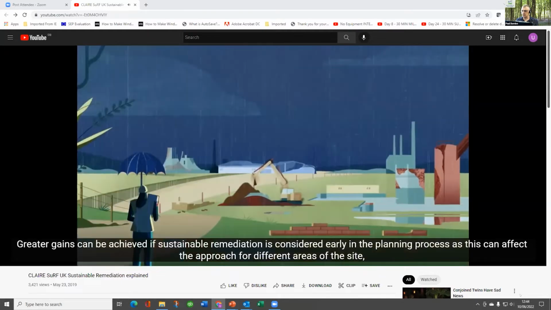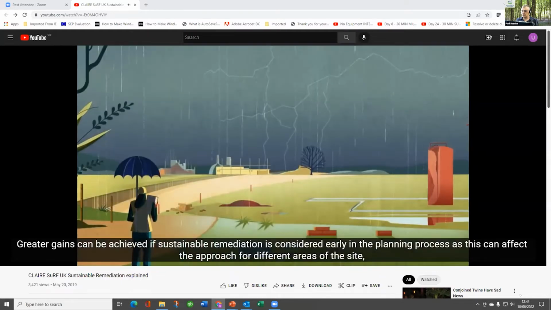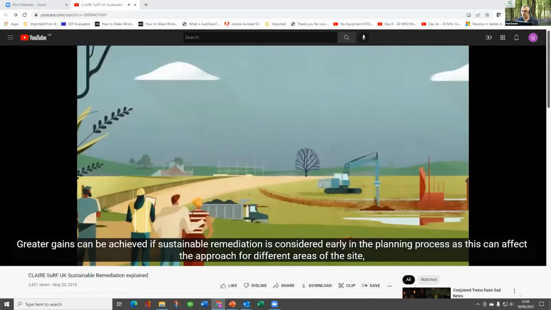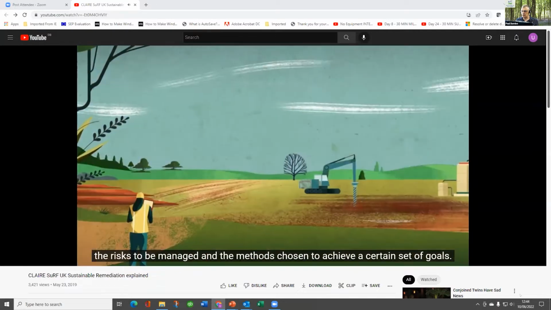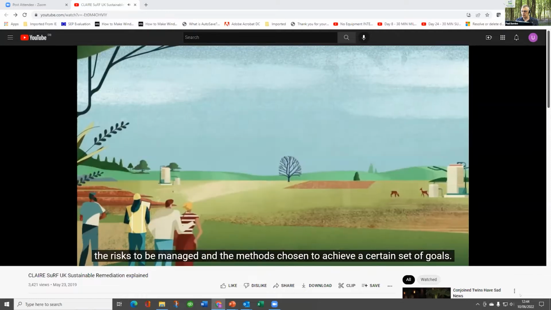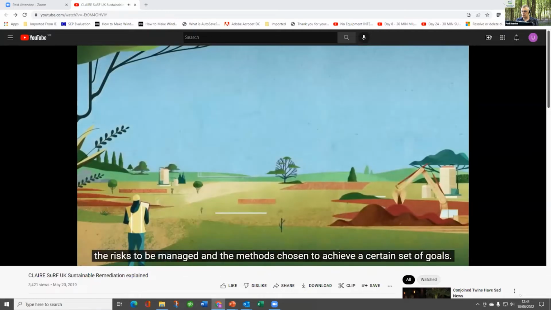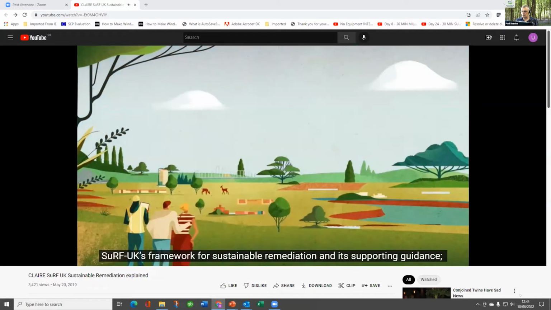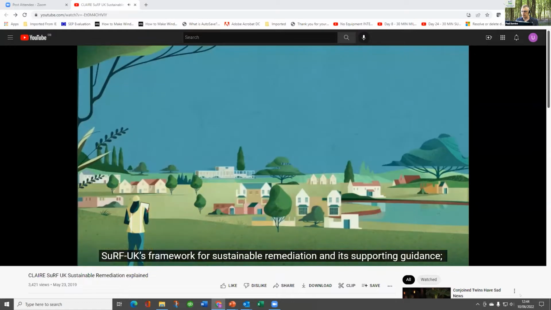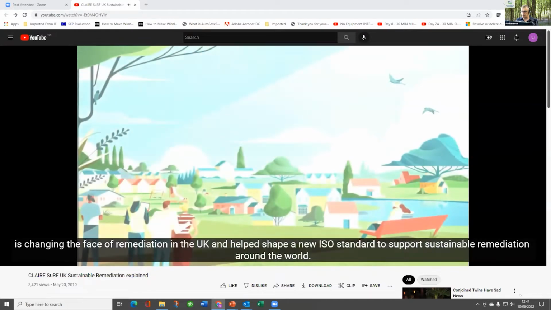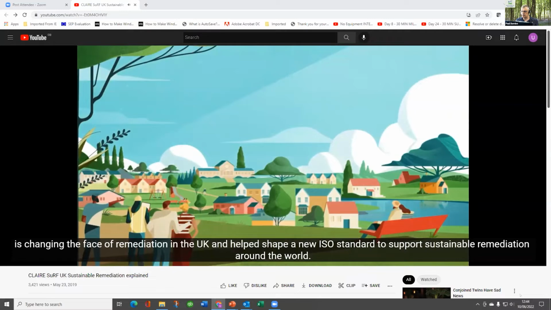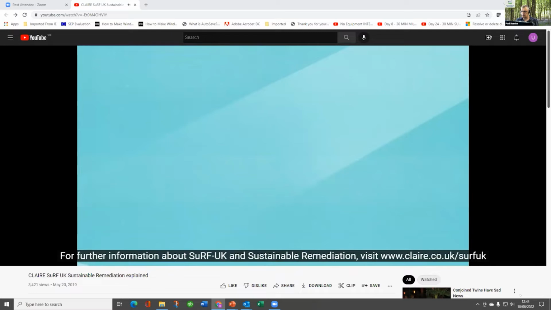Greater gains can be achieved if sustainable remediation is considered early in the planning process, as this can affect the approach for different areas of the site, the risks to be managed, and the methods chosen to achieve a certain set of goals. SOILveR UK's framework for sustainable remediation and its supporting guidance is changing the face of remediation in the UK and helped shape a new ISO standard to support sustainable remediation around the world.